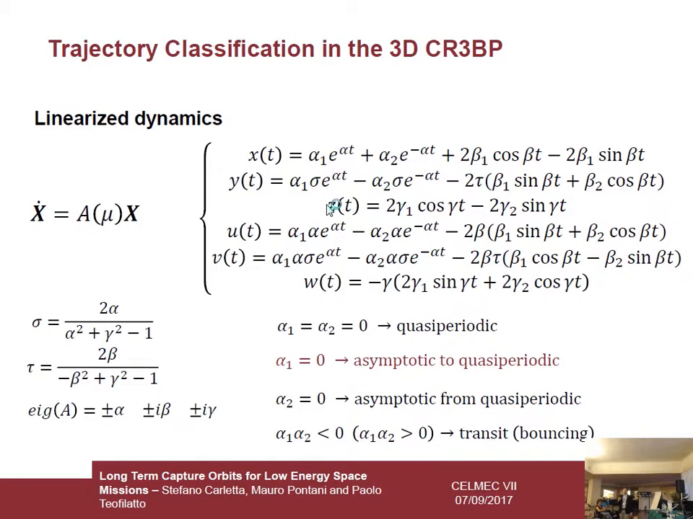If we look at the linearized 3D dynamics, we can see that the orbits that we are interested in are the asymptotic 2 and are those whose alpha 1 parameter, one of the coefficients multiplying the aperiodic plus t term, must be set to 0. So what we do is, defining this region of points with alpha 1 equal to 0, we also investigate what happens inside this region where we should have transit, and we see if there's any change in the behavior in terms of long-term capture.